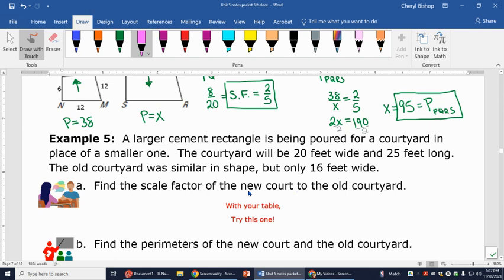Find the scale factor of the new courtyard to the old courtyard. Okay, so if I'm doing new courtyard to old courtyard, my new is going to go in the numerator because they're telling me what order I have to do it in. My old is going to go in the denominator. I would recommend sketching a picture. I'm going to give you about 2 minutes because you just have to write a ratio and reduce it. Sketch a picture, write a ratio of corresponding sides, and reduce it.